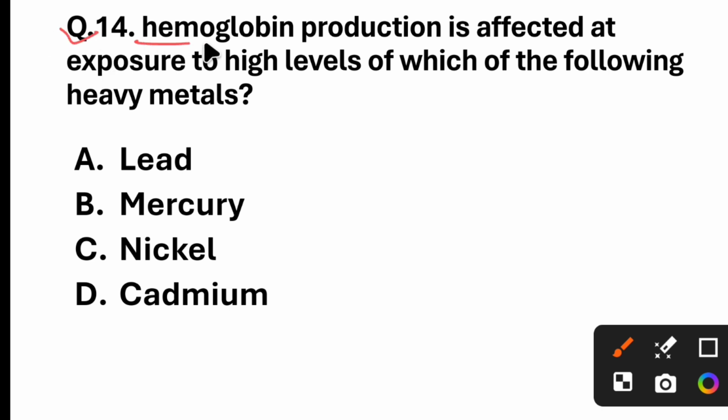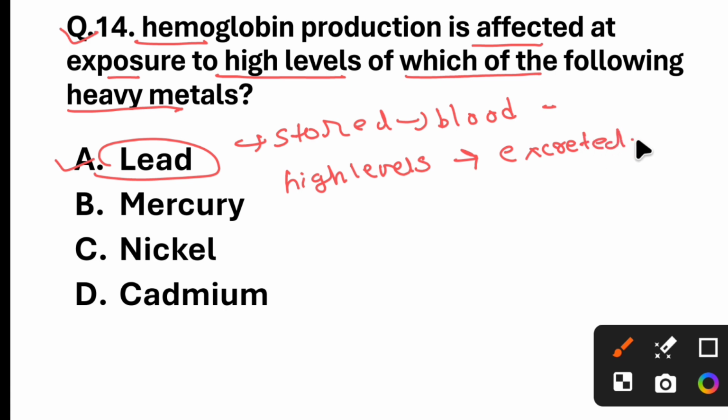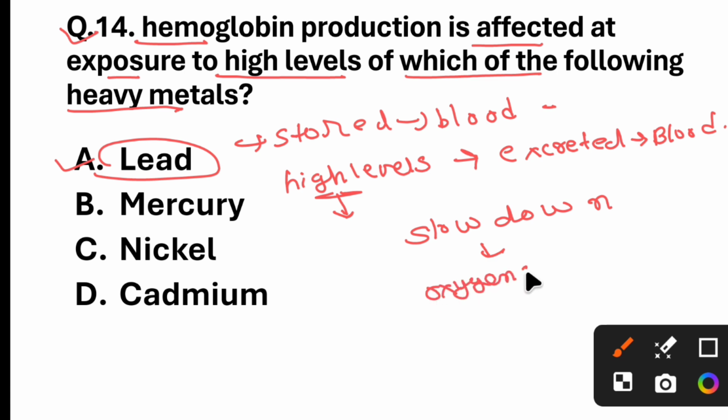Question number 14. Hemoglobin production is affected at exposure to high levels of which of the following heavy metals? Answer option A, lead. Lead is stored in the blood at normal levels. At high levels, it is excreted from the blood. At very high levels of lead in the blood, hemoglobin production slows down, resulting in oxygen starvation.